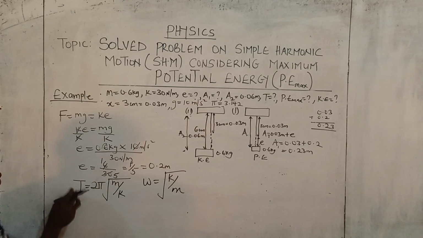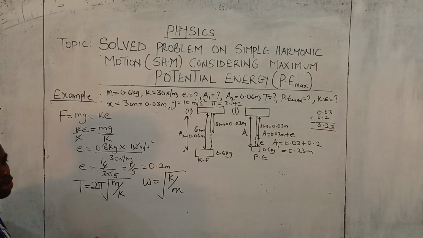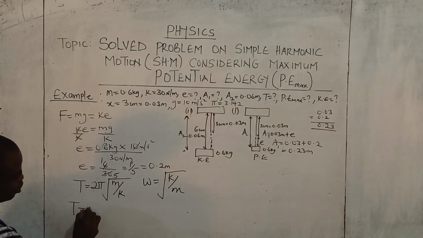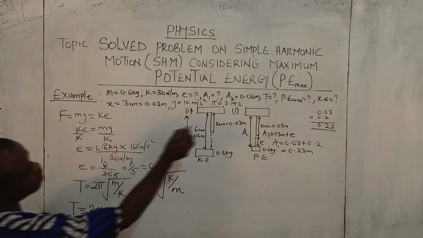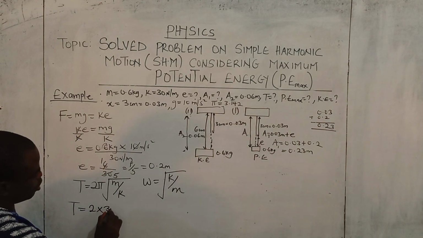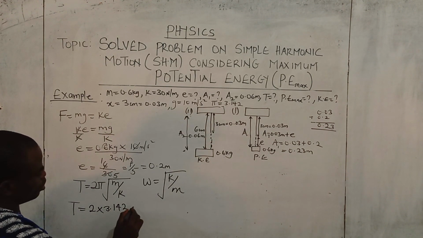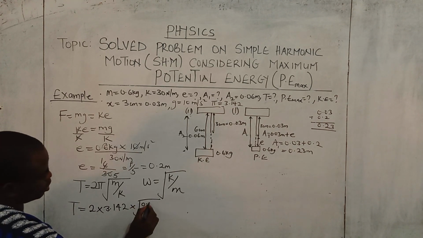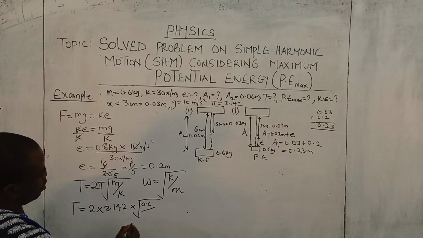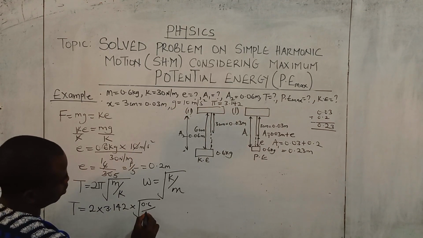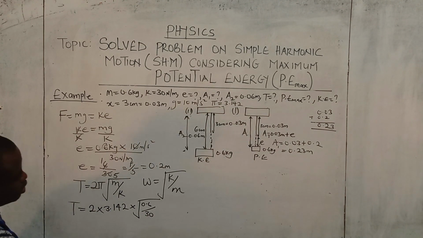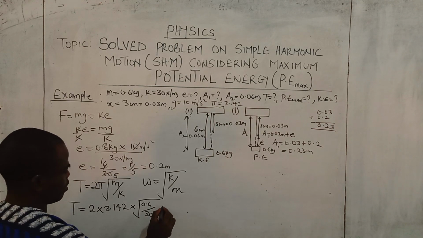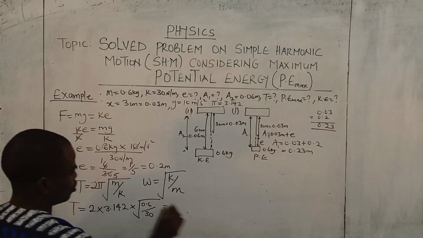But when you are dealing with time, because it's not w at the front, know that m is automatically at the numerator. Now let's solve the problem. T equals 2 times pi, which is 3.142, times the square root of our mass 0.6 divided by the constant, 30.